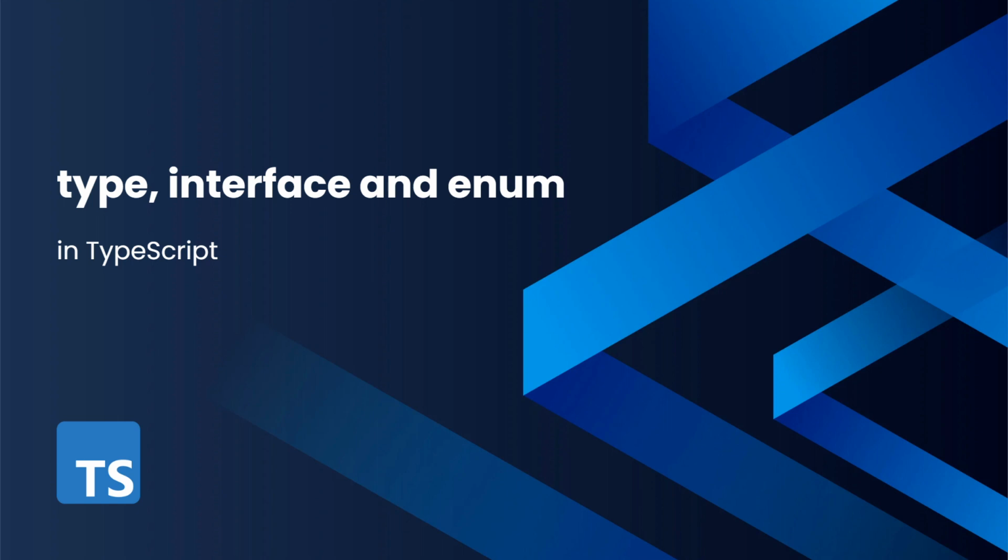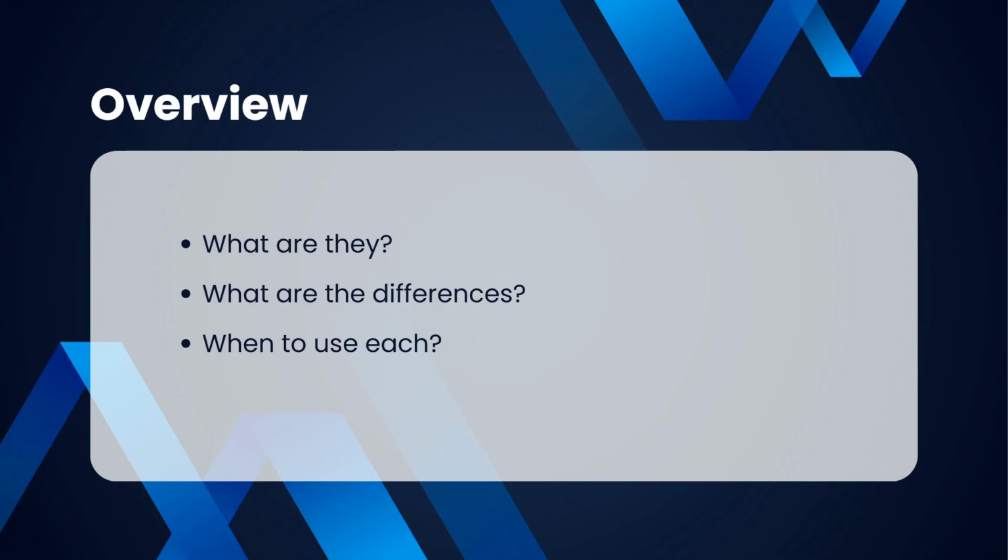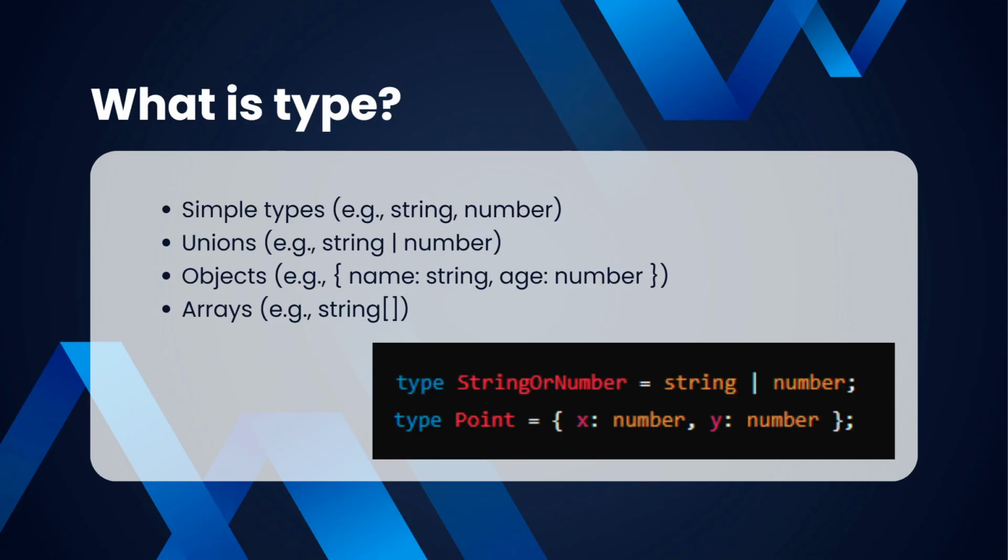Hello everyone. We'll have a look at type, interface, and enum in TypeScript today. TypeScript provides powerful constructs to define the shape of data and enforce type safety. Three key constructs you'll often encounter are type, interface, and enum. Let's explore the differences, when to use each, and examples of their application.